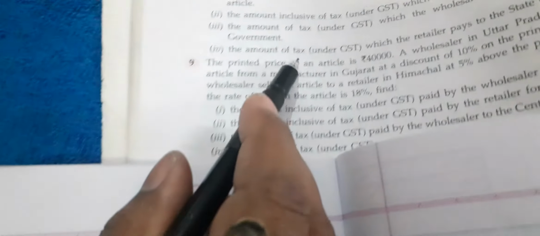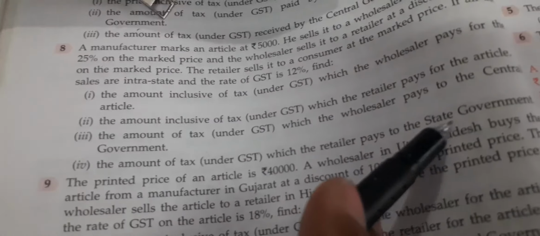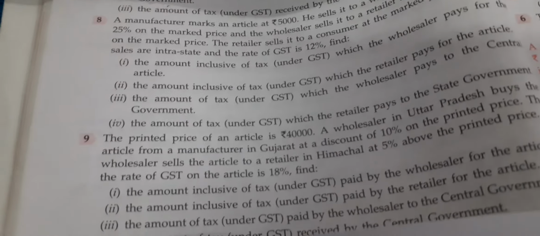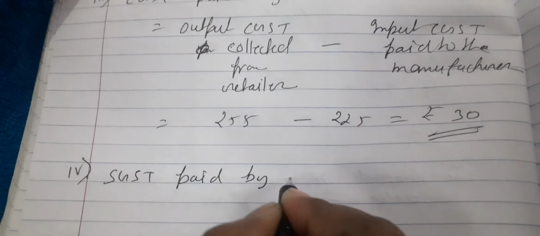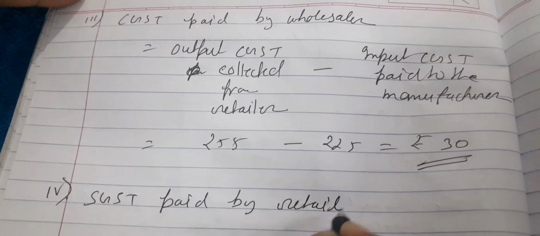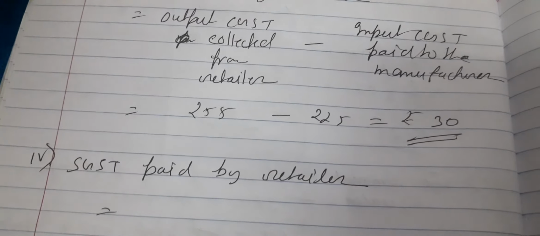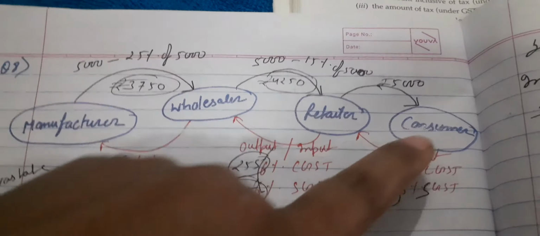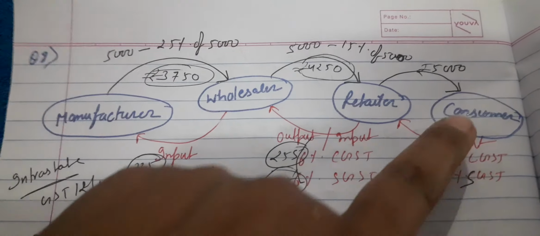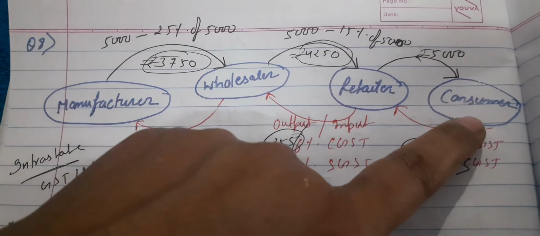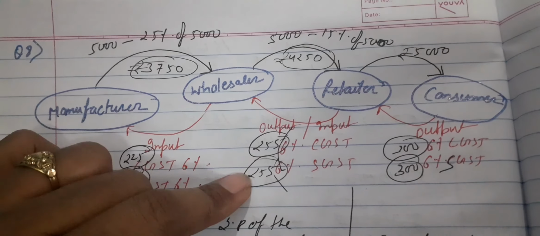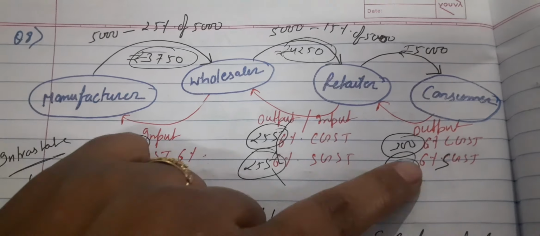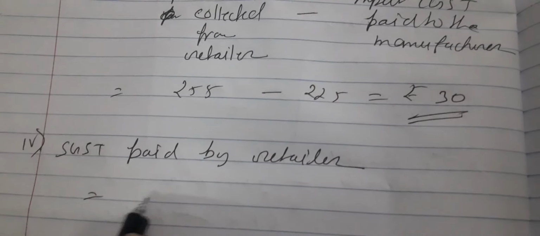Now the fourth question says the amount of GST tax which the retailer pays to the state government, therefore SGST paid by the retailer. Again the same thing. Whatever he has collected as SGST, because we are talking about the state government, from the consumer he has collected 300 and he has already paid 255, so this minus this will be his own personal tax which he has paid.